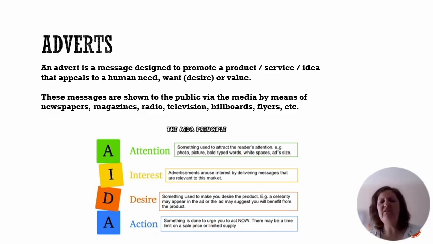Where are adverts found? Adverts are messages that are shown to the public via the media by means of newspapers, magazines, radio, television, billboards, flyers, etc.